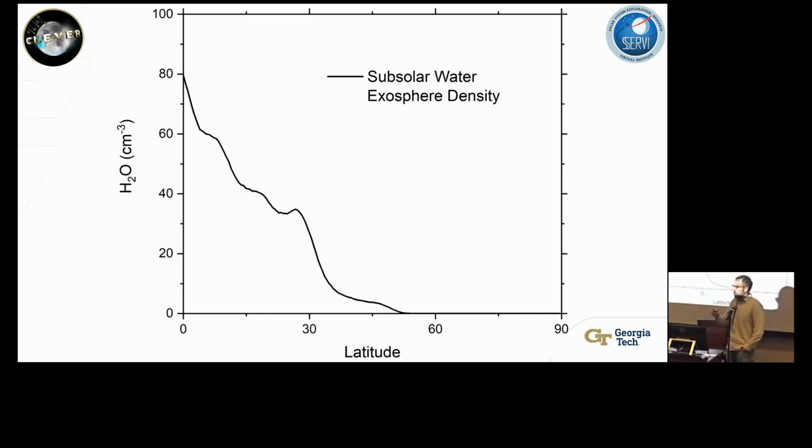And this is just a slice at 50 kilometers or so. I just chose this as it mimics the lattice space height. And so you can see again, it's peaking at that subsolar point and decreases quite rapidly as you go towards the poles.